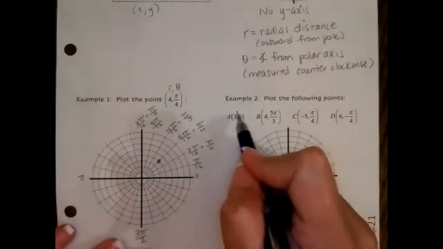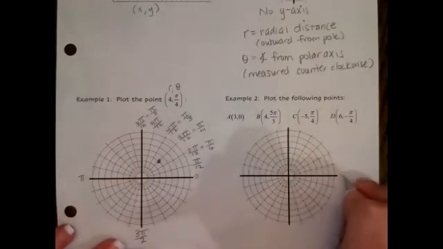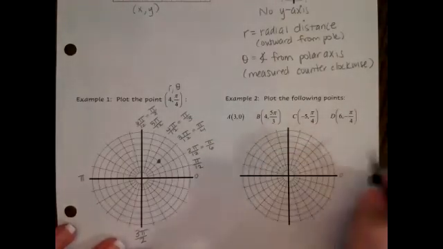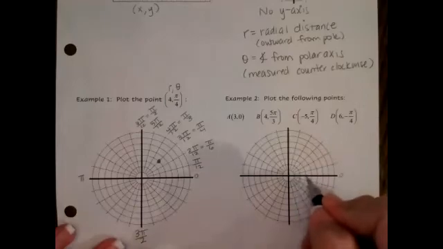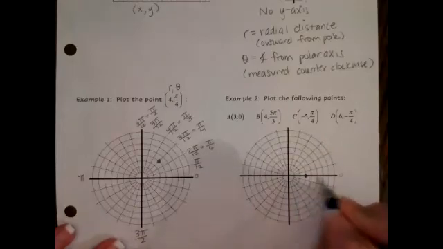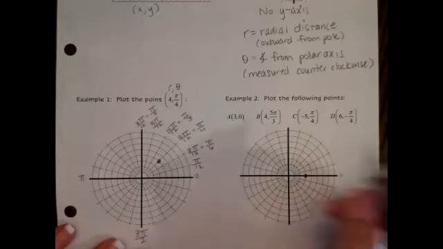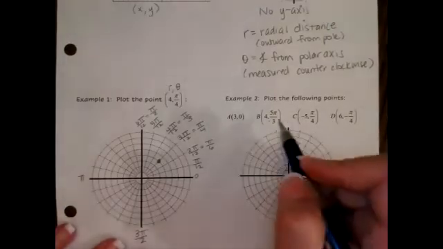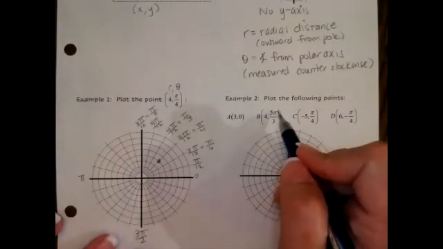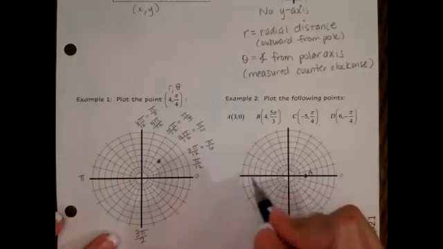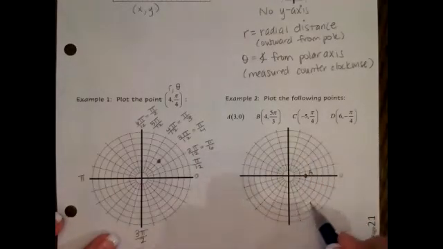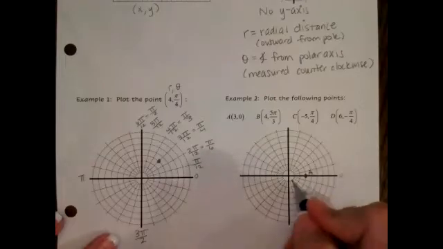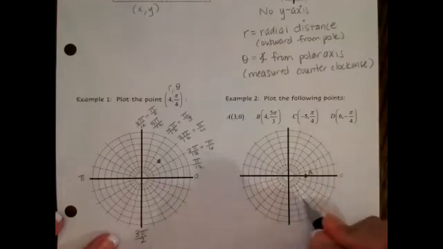All right, so our next point, 3, 0. Well, 0 degrees is right here. And we're going to go 3. So 1, 2, and 3. And so that would be my A point. For B, I need 5 pi over 3. And so 5 pi over 3 is going to come over here to this one here. And we want to go 4 units on that one. So 1, 2, 3, and 4.